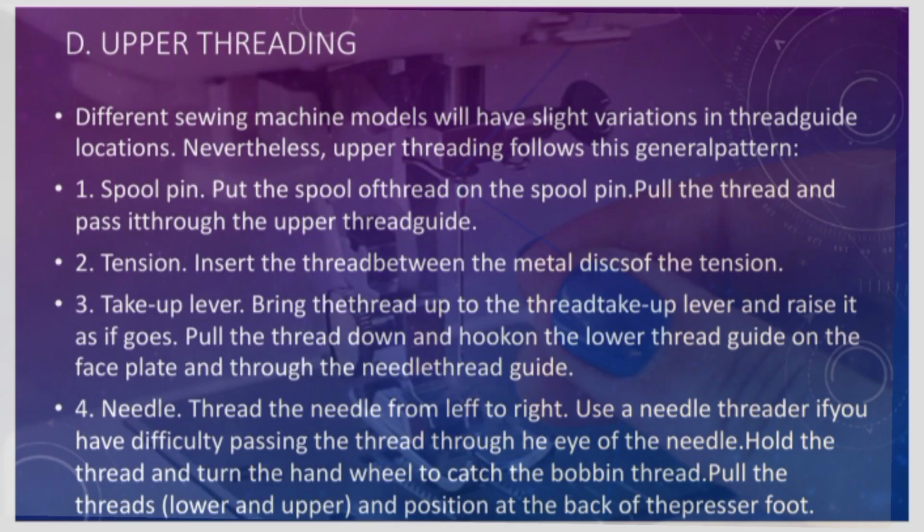Now last step is upper threading. Different sewing machine models will have slight variations in thread guide locations. Nevertheless, upper threading follows the general pattern. So first is spool pin. Put the spool of thread on the spool pin.